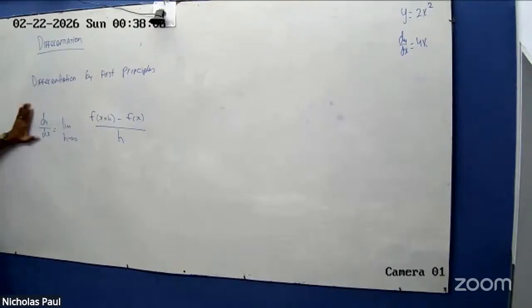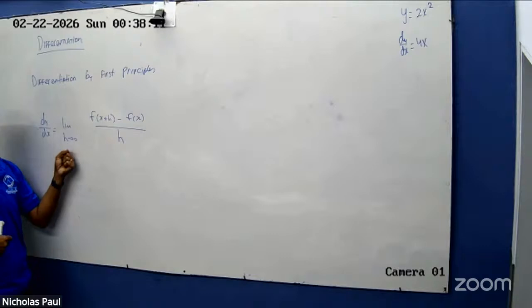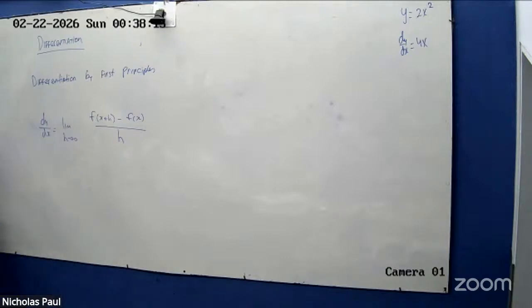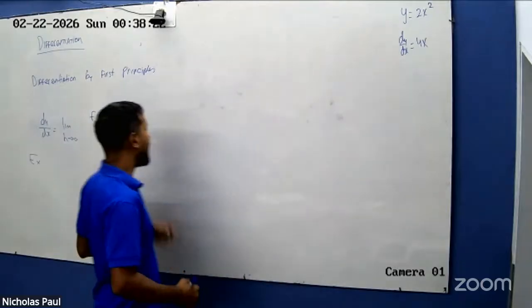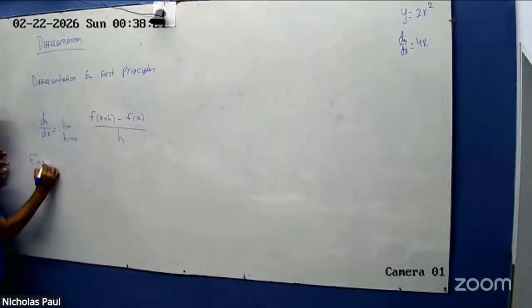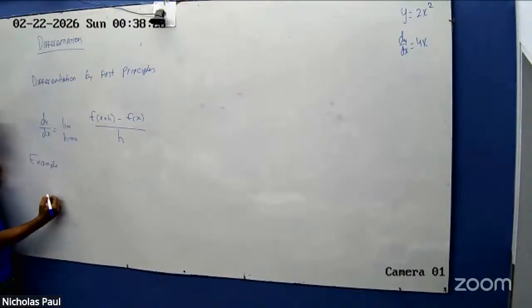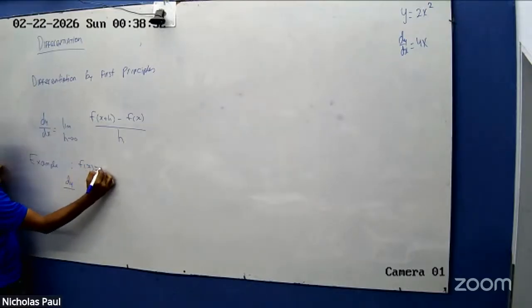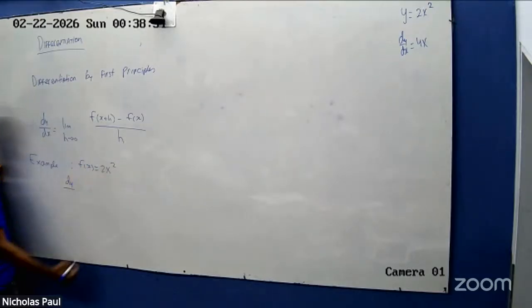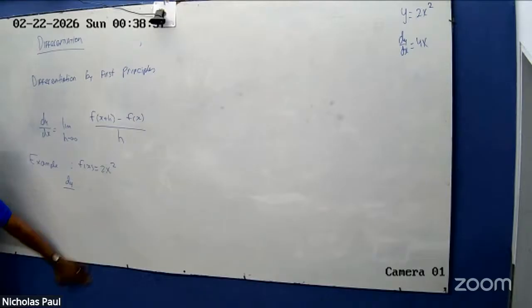That's simple, right? So we need to be able to see where that came from. So we need to apply something called first principles. Within first principles, we're going to apply the limit rules that we learned last week. So I want to show you now how we really got from here to here by using limits. For example, f of x is equal to 2x squared. So how do we find dy dx?